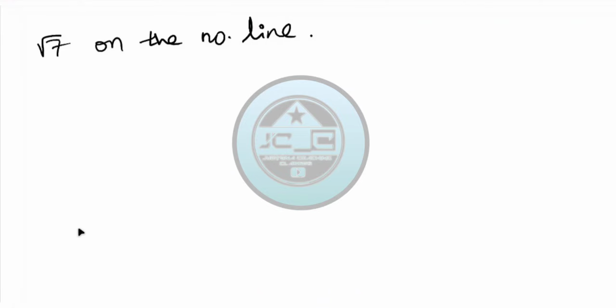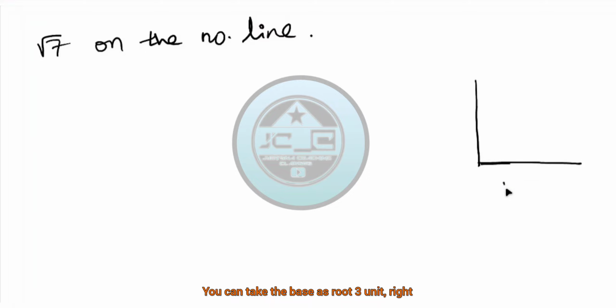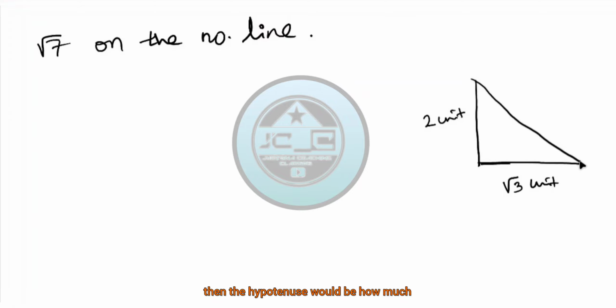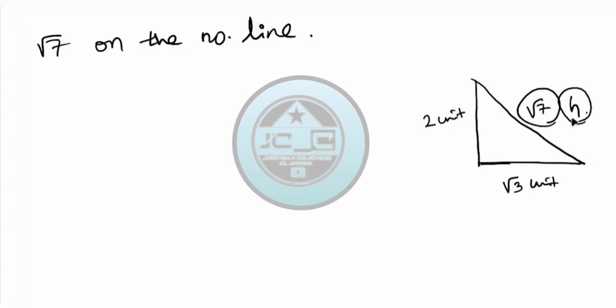In order to represent root 7 on the number line, we need to have what? The base and perpendicular. You can take the base as root 3 unit and the perpendicular as 2 unit. Then the hypotenuse would be how much? Root 7 unit. How to find this? Let's find it out.